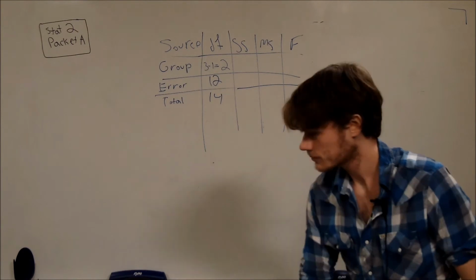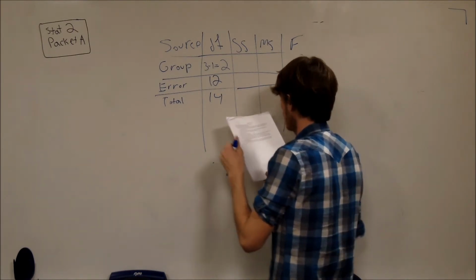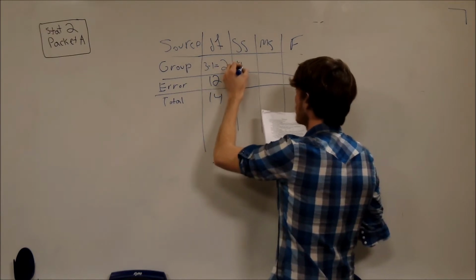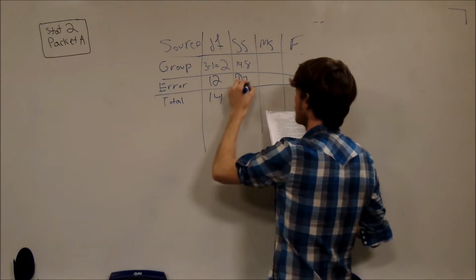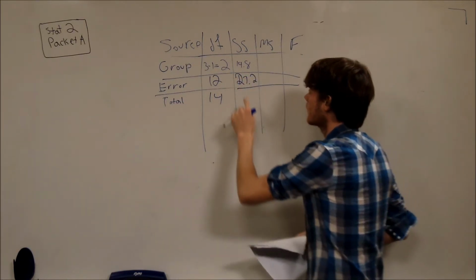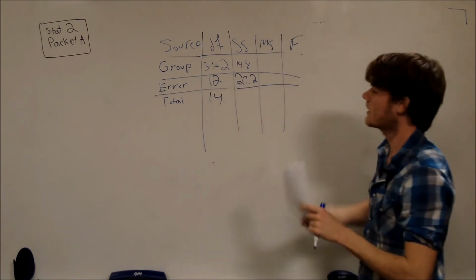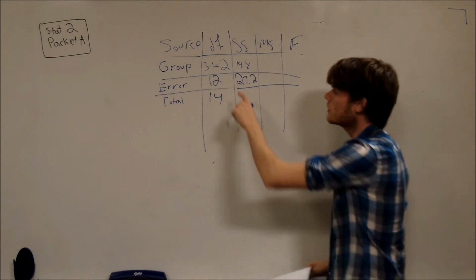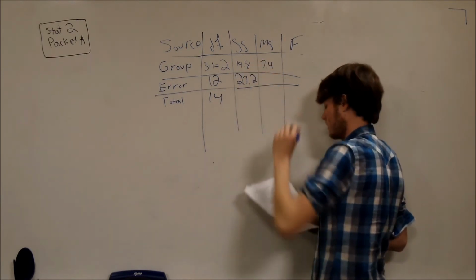Now look back at what we had. SSG is 14.8, SSE is 27.2. Remember that in order to find MSG and MSE, all we have to do is divide each SS by its degrees of freedom. So MSG is 7.4.